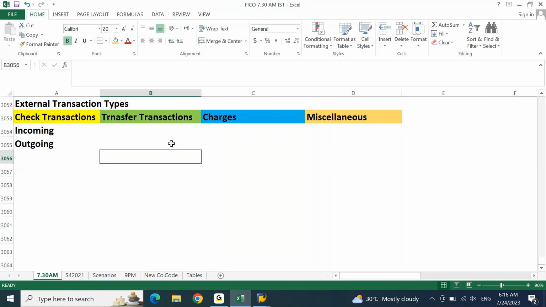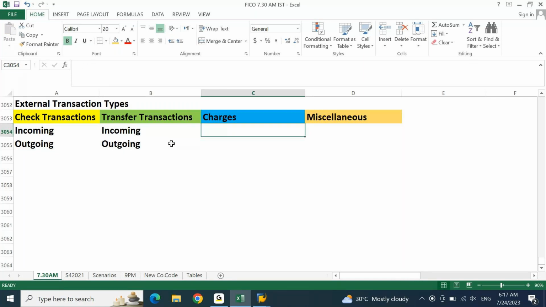And similarly, when it comes to transfer, whether you are initiating the transfer or you are receiving the transfer, what will the bank say? All the transfers, whether it is related to your incoming transfer or outgoing transfer, funds received by you or funds initiated by you, they will also tell the same thing. For transfer transactions also, we are going to classify them as incoming transactions and outgoing transactions.